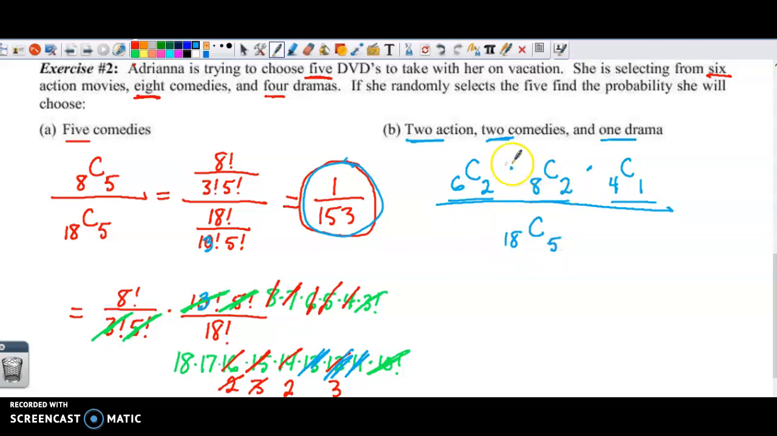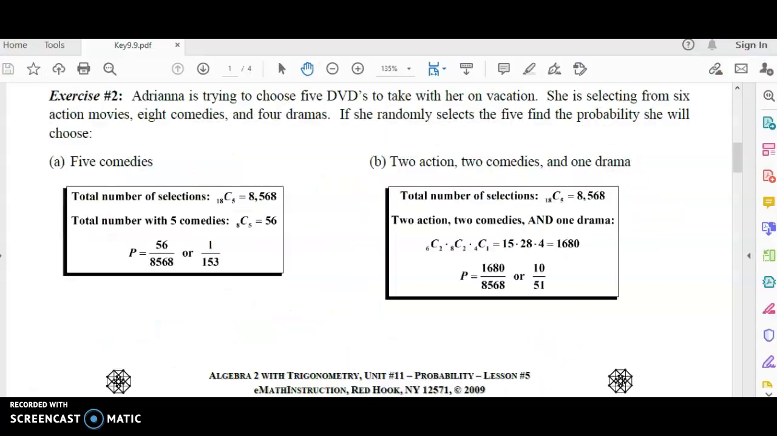And if you go straight to your calculator and you do the math the way it looks, you'll get the right answer. And you can see how the answer key sets it up. 6C2 for the action, 8C2 for the comedy, 4C1 for the drama. Figure out the answer that way. And it's what we want, it's the desired, divided by the total number of selections, or I call it the sample space.